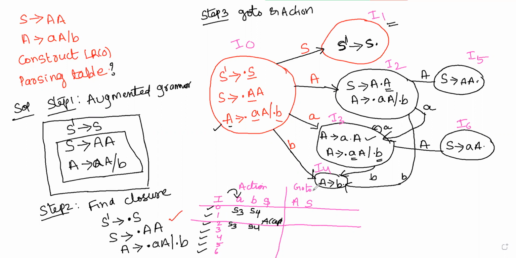Next, I3. I3 on a goes to I3 itself, hence this is also S3. And I3 on b goes to I4, so I can write S4. Now I'm going to draw the line here.